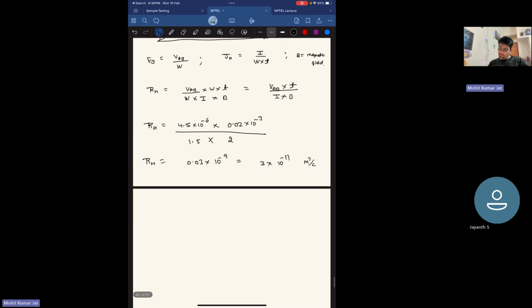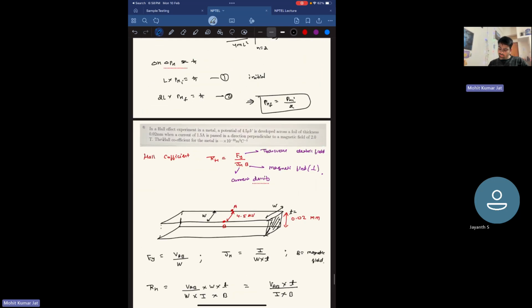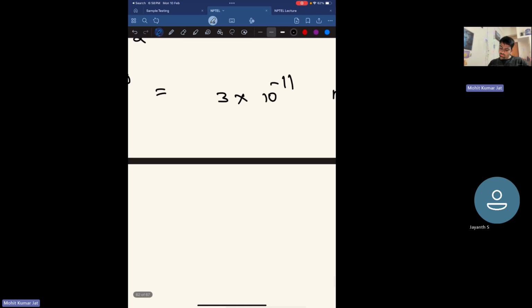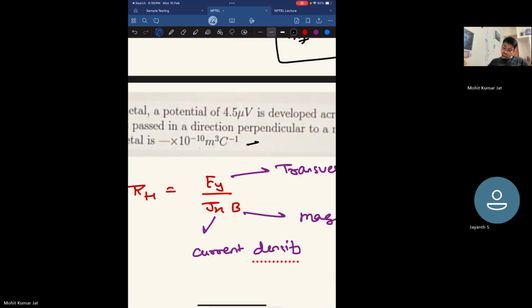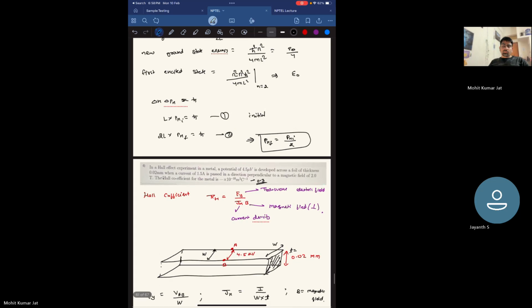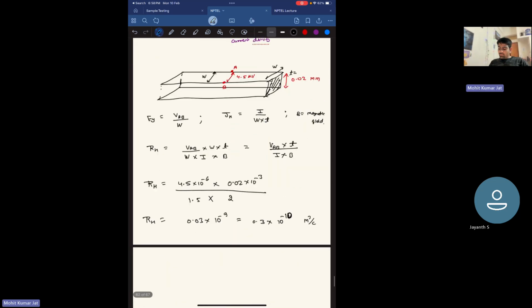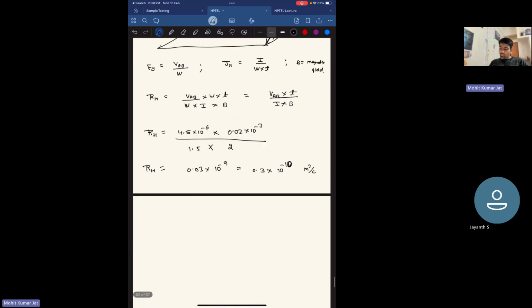And the question is asking in terms of 10 power minus 10, not minus 11. So if the question asks minus 10, I will make it 0.3. So the correct answer for this one will be 0.3. If you have any question or doubt, you can ask me. Otherwise, I will move on to the next question.